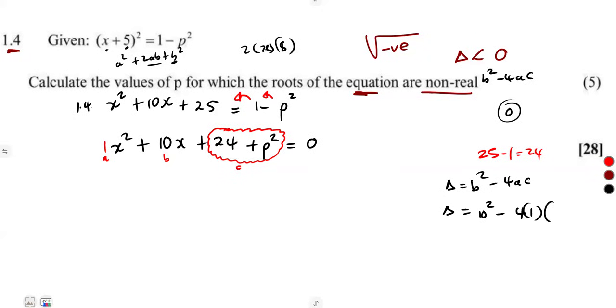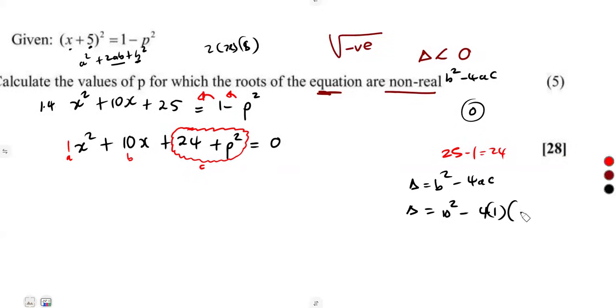This is our c, 24 plus p squared. All right, so that is it. Our delta is going to be 10 squared, 100, minus 4 times 1, that's a negative 4 here, into 24 plus p squared.